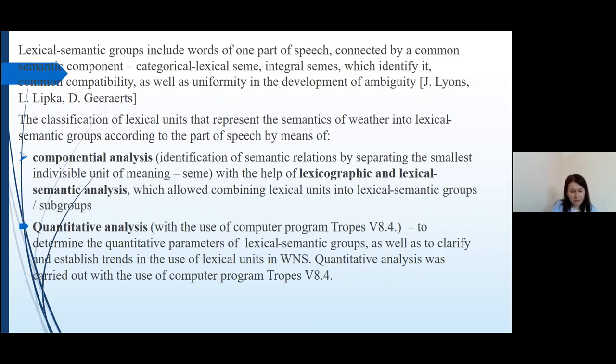So classically, lexical semantic groups include words of one part of speech connected by a common semantic component, category lexical seme, integral semes which identify it, common compatibility, as well as uniformity in the development of ambiguity. The use of componential analysis in our study allowed for identification of semantic relations by separating the smallest indivisible unit of meaning, the seme. This type of analysis is carried out with the help of lexicographic analysis, which allows combining lexical units into lexical semantic groups or subgroups. Quantitative analysis is used at all levels of our survey to determine the quantitative parameters of lexical semantic groups, as well as to clarify and establish trends in the use of lexical units in weather news stories. Quantitative analysis was carried out with the use of computer program TROPS V8.4.